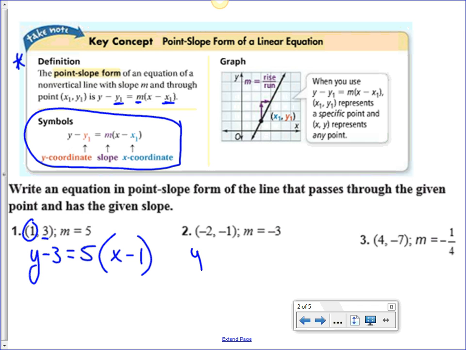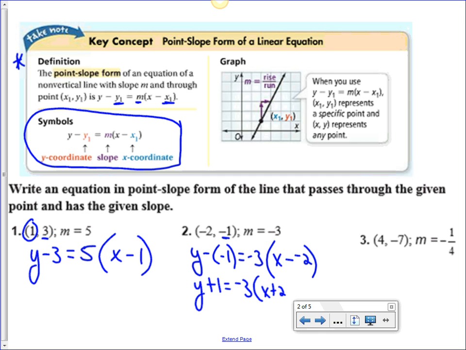If we take a look at this one, it would be y minus a negative 1, since this is your y coordinate, equals a negative 3, which is your slope, and then an x minus the x coordinate. So the only thing I would do now is I clean it up because we have double signs. So I'd say y plus 1 equals negative 3 times x plus 2. So that would be your equation in point slope form for that one.